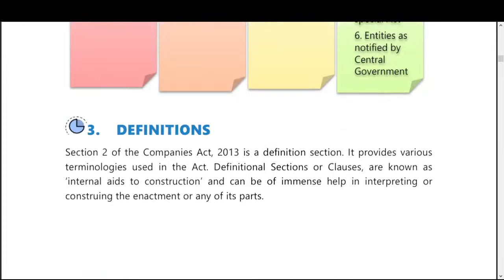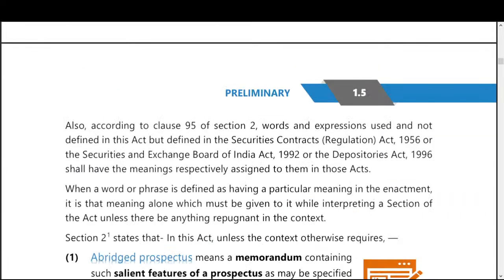Definitions. Section 2 of the Companies Act 2013 is a definition section. It provides various terminology used in the Act. Definitional sections or clauses are known as internal aids to construction and can be of immense help in interpreting or construing the enactment or any of its parts.